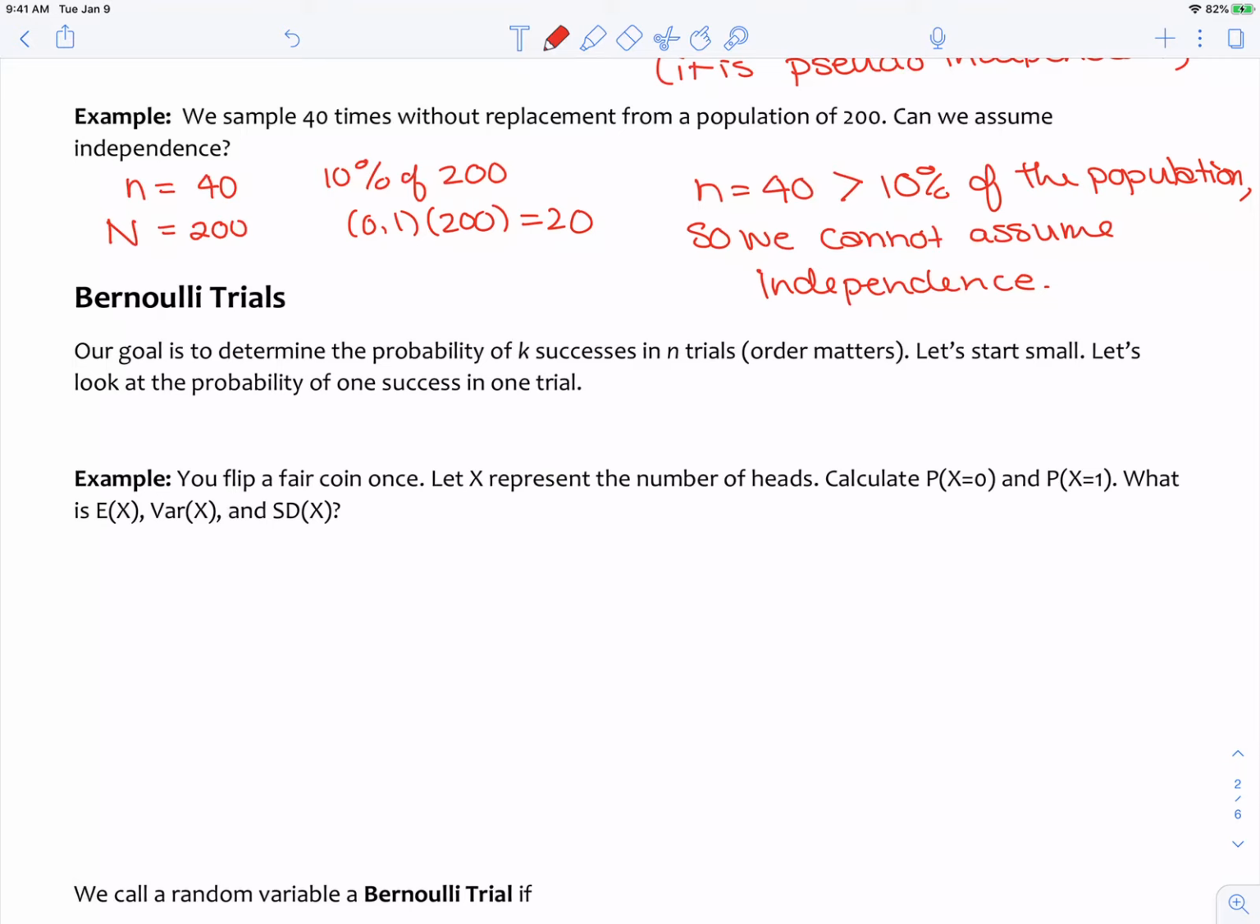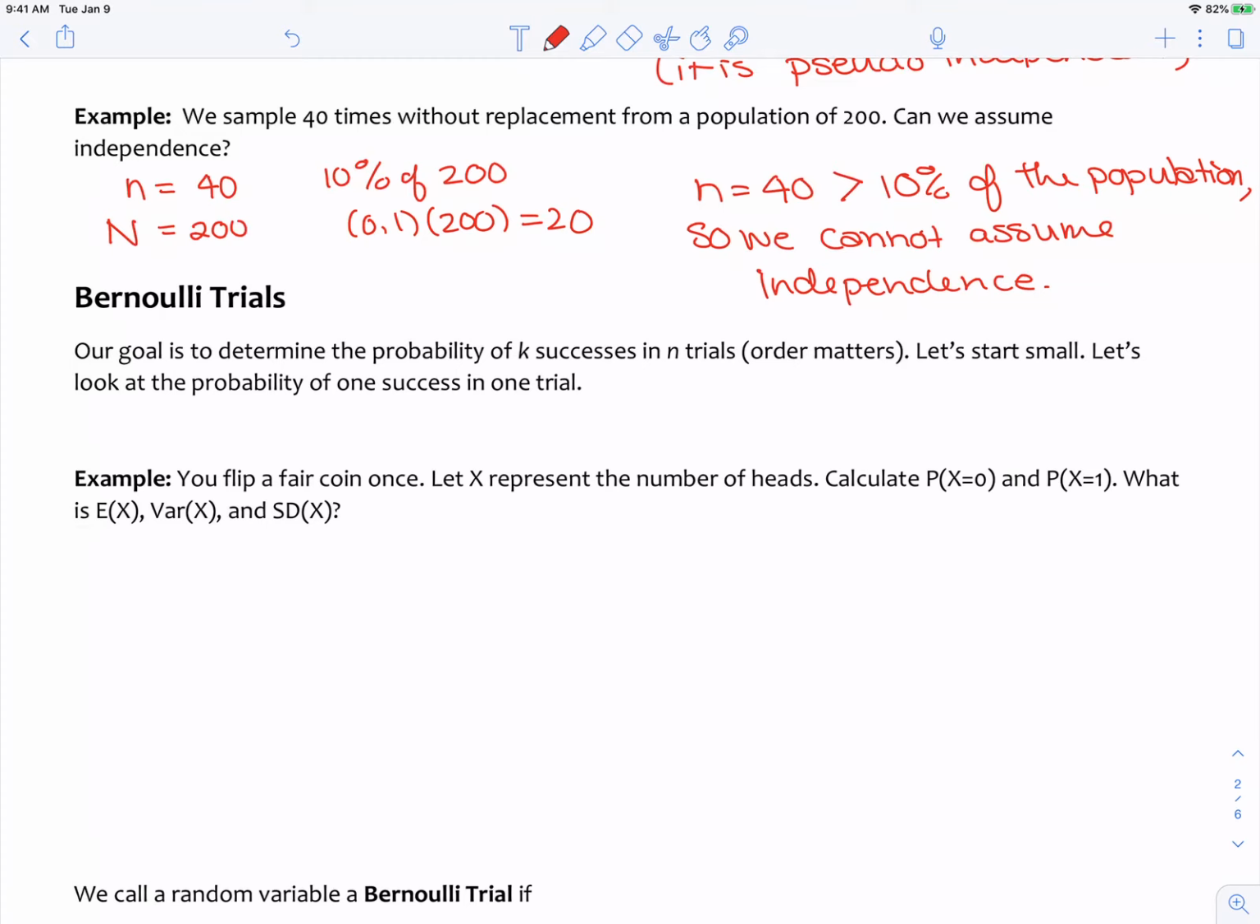Okay, so the next step in getting to where we ultimately want to be in this note packet is to look at Bernoulli trials. Our goal is to determine the probability of k successes in n trials with order mattering, but we're going to start small. We're going to look at the probability of one success in one trial.